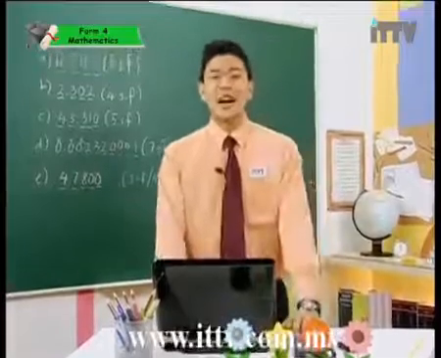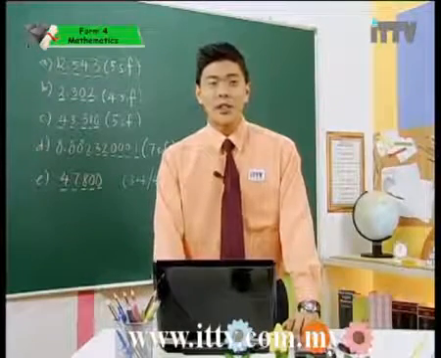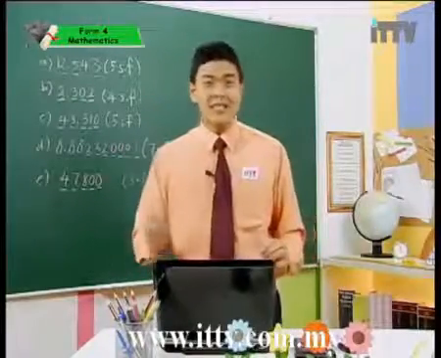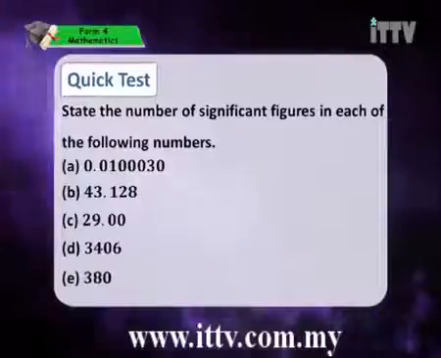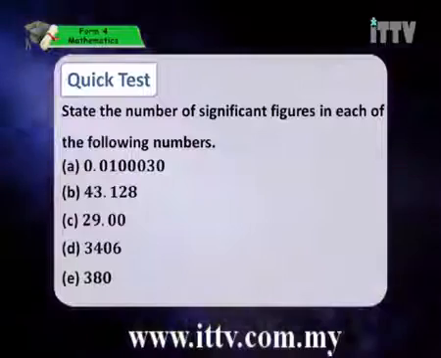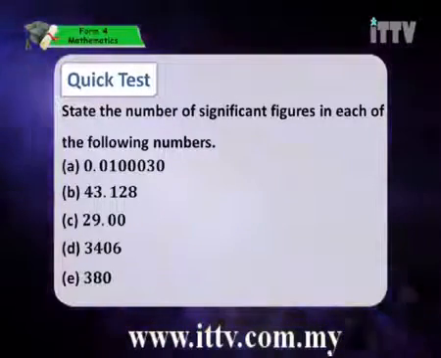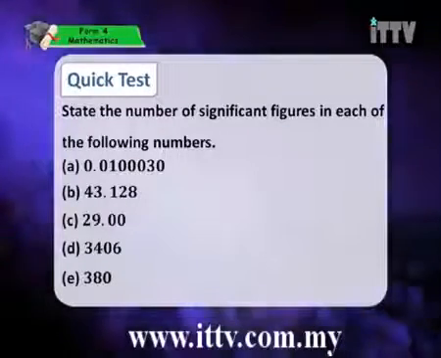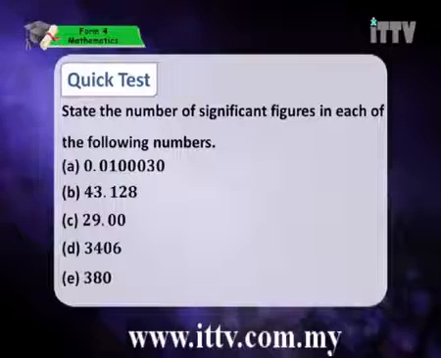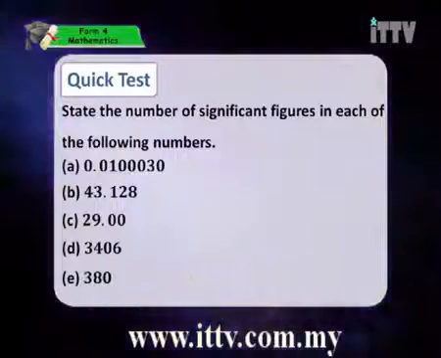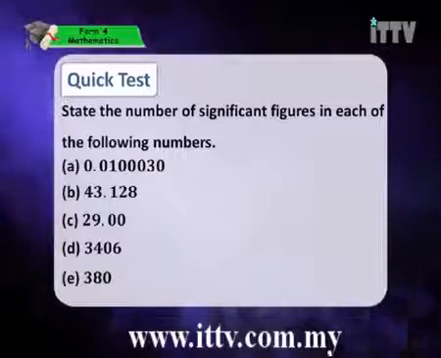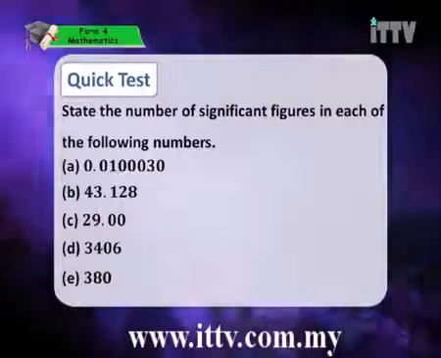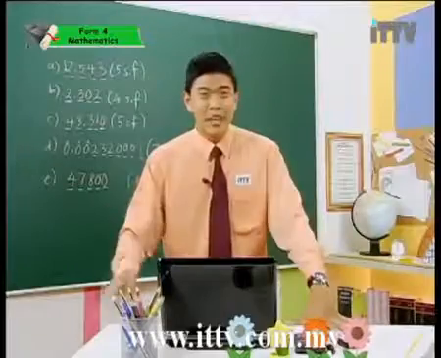Alright guys, now it's your turn to determine how many significant figures, in our quick test segment. You do them by yourself and we will discuss the answers shortly. State the number of significant figures in each of the following numbers. In A, 0.01000030. In B, 43.128. In C, 29.00. D, 3406, and E, 380. I'll just give you some time. We'll be back shortly.